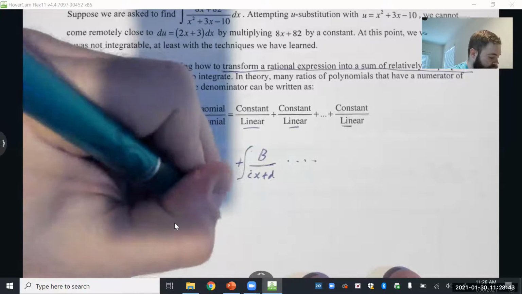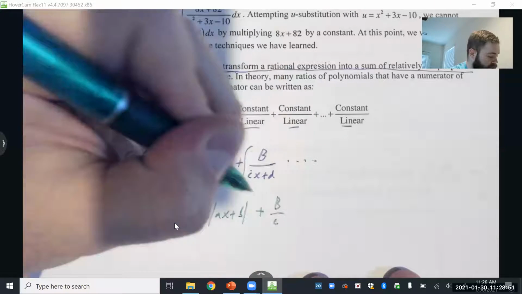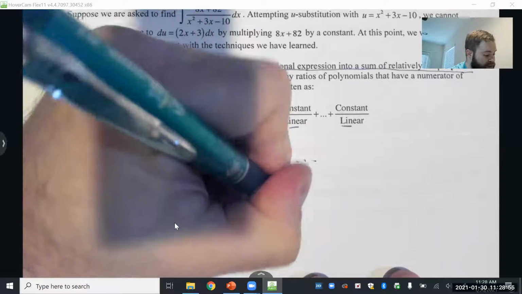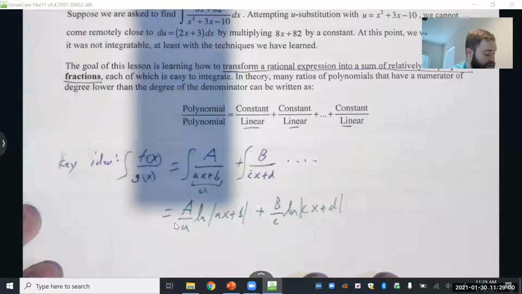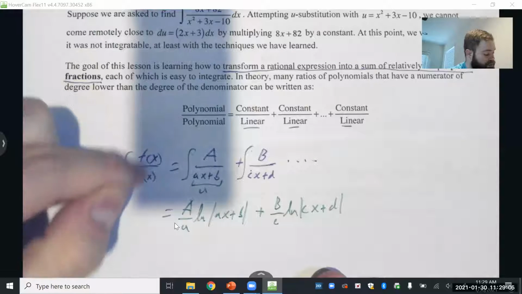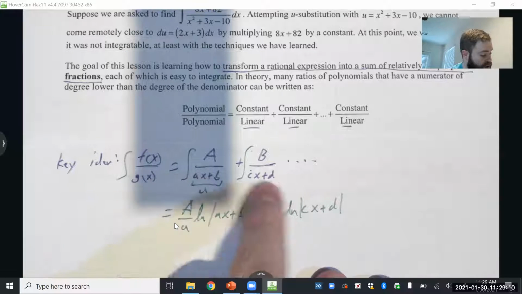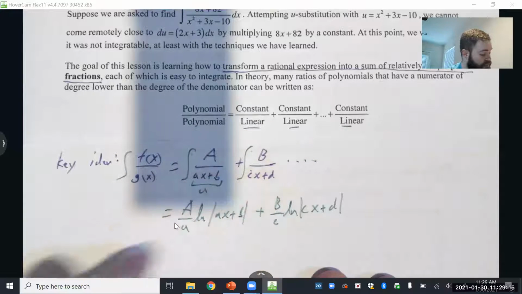Natural log of the absolute value of ax plus b. And then the same thing would end up happening on this one. It would give us capital B over the derivative of that cx plus d, natural log of the denominator cx plus d. So the goal is we're going to have an integral of some polynomial over polynomial, and we're going to use algebraic techniques to turn it into terms that are partial fractions of a constant over a linear, like they have right there. And then that is integrable.